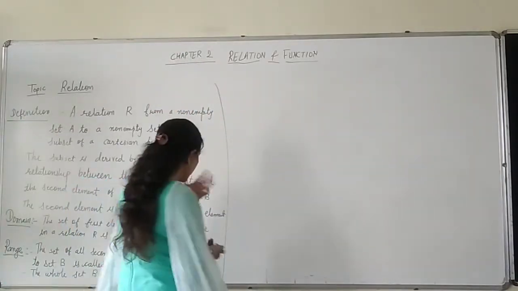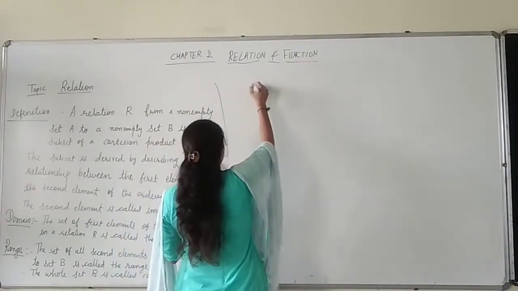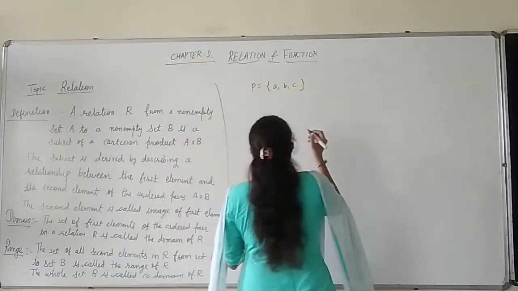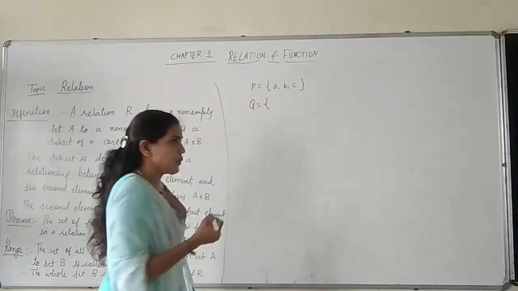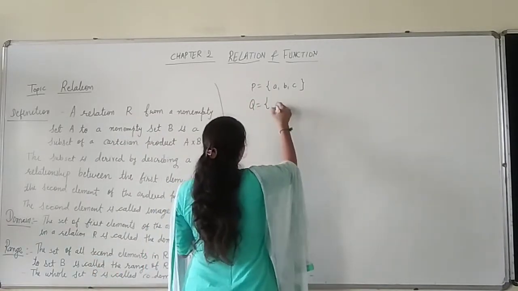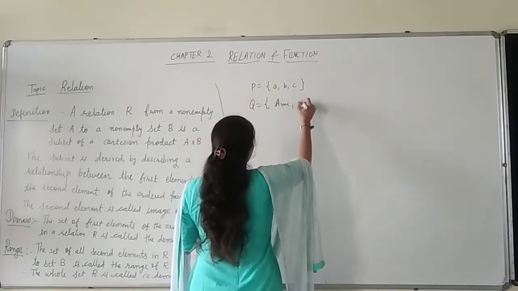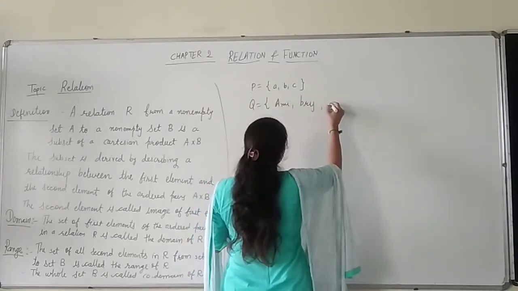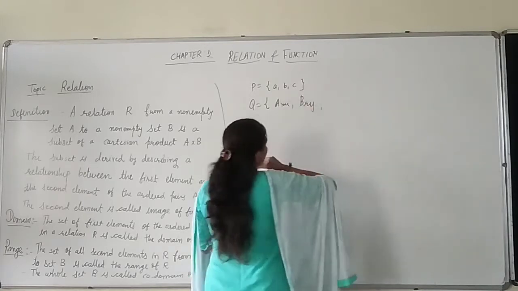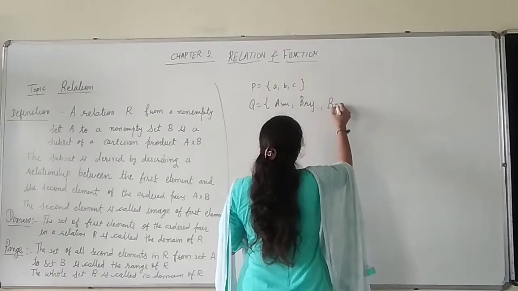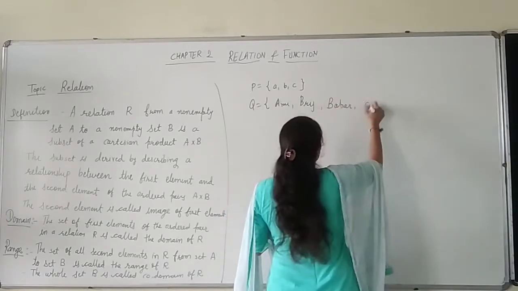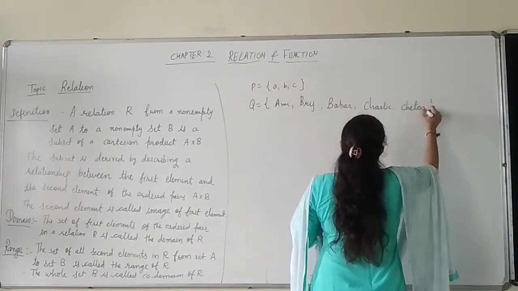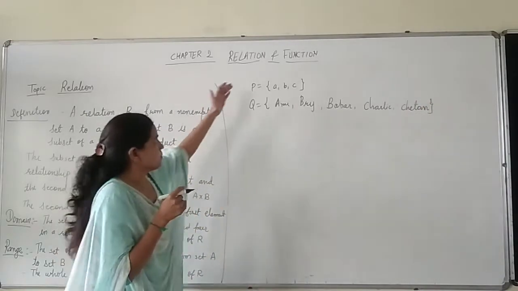So students, you have learned the Cartesian product. Let here I am taking one set P equals A, B, C. Then the second set I am taking Q: Ami, Bridge, and another name, suppose Babar, then Charlie, and Chetan. So these are the set P and set Q.